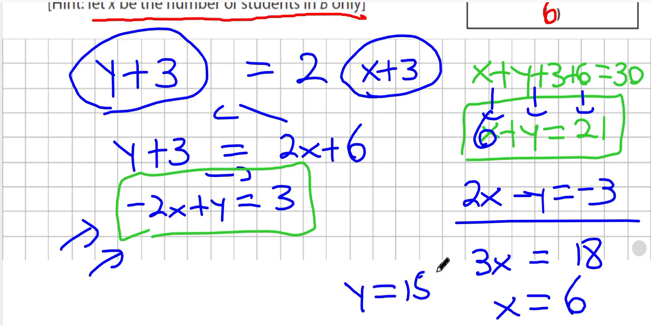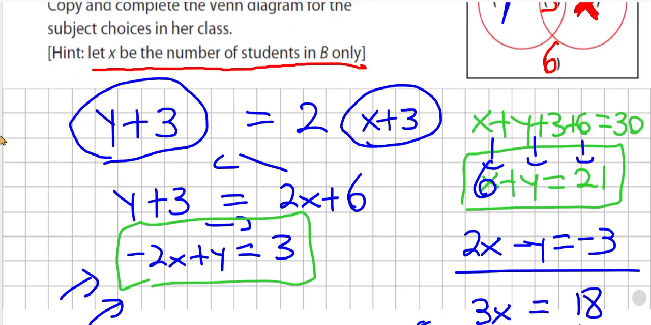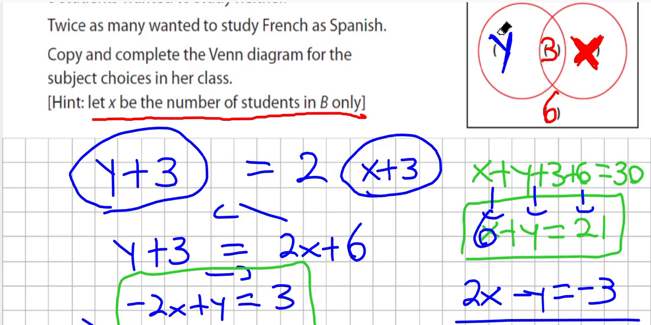And that was a very difficult question, no doubts about it. So, technically that's 15. That's 15. And that's 6, is it? And then the whole thing adds to 30. Yes, sir.